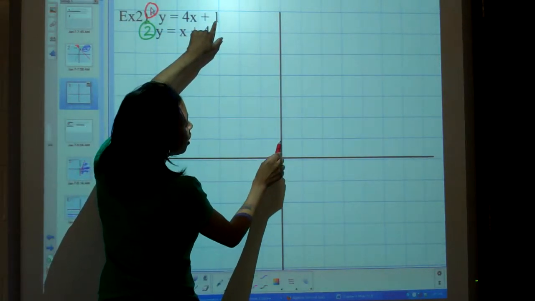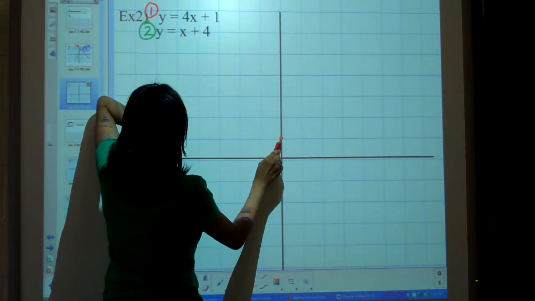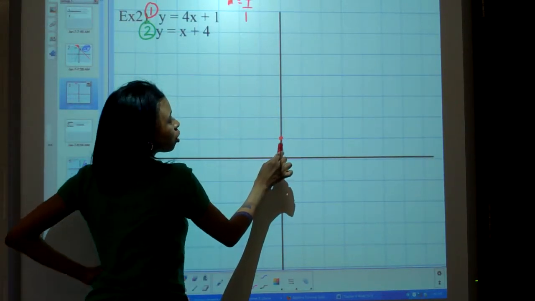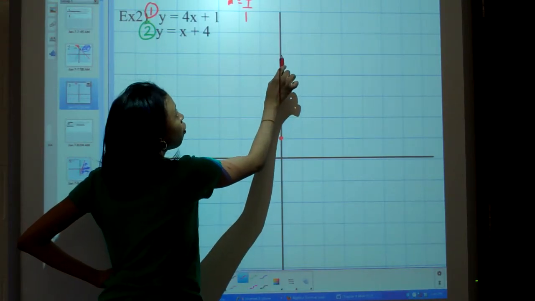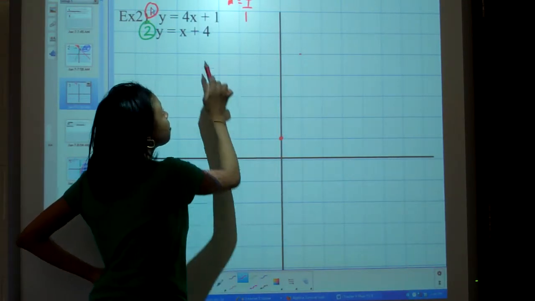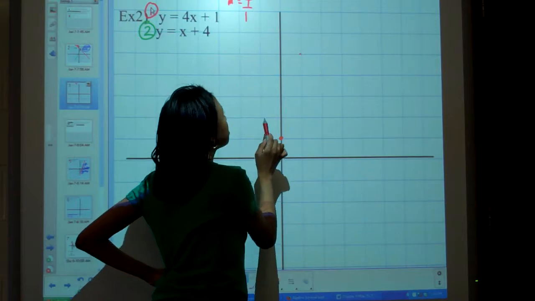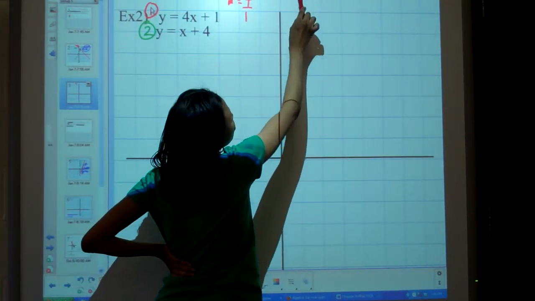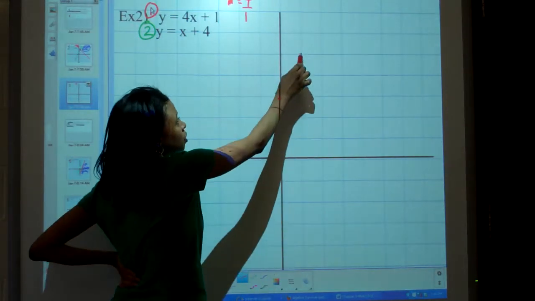What's my y-intercept? At (0, 1) right here. What's my slope? Slope is going to be 4 over 1. So I'm going to rise up 1, 2, 3, 4, and run to the right one. And it's a positive slope, so I better have a positive graph. Rise up 1, 2, 3 to go up a little further. So I'm going to stop here at this last point.